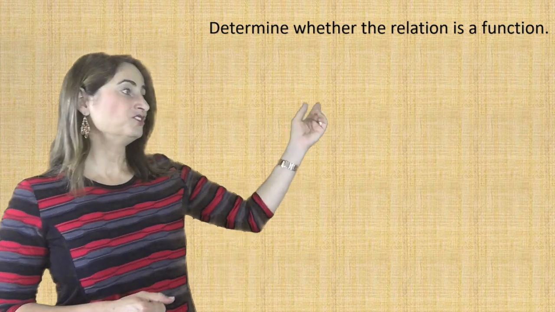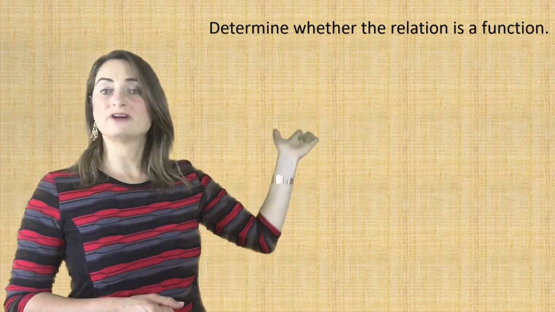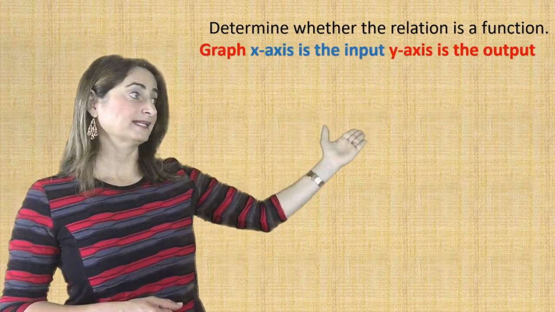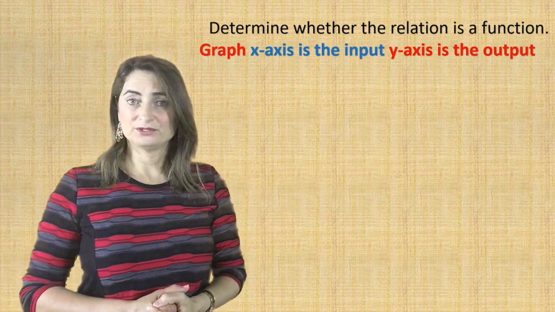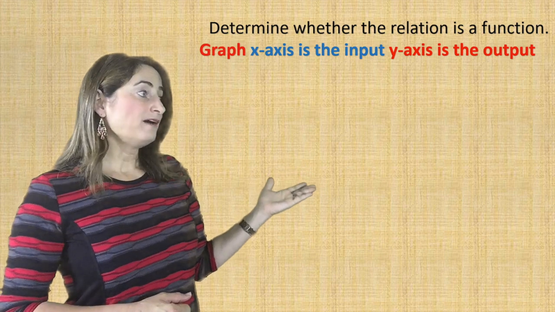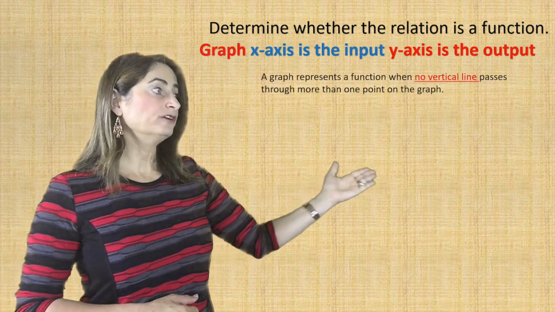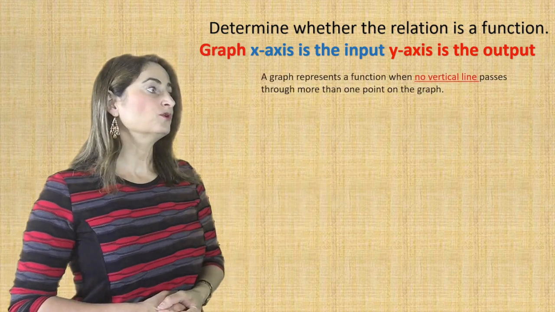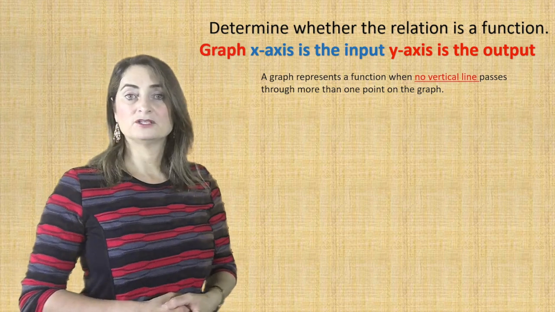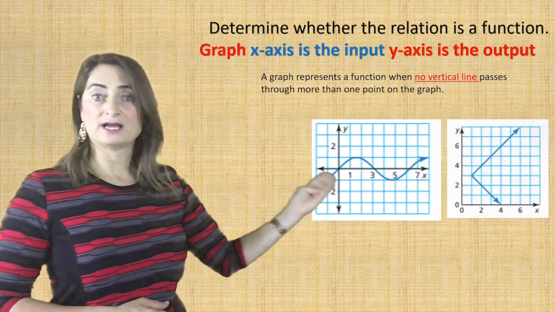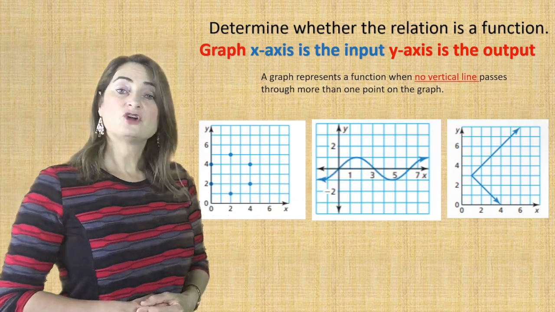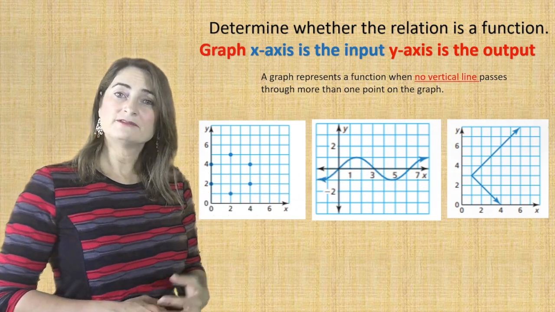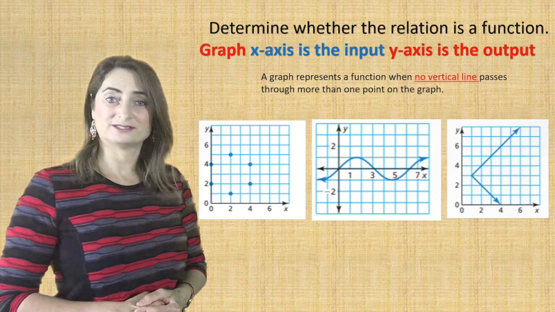Again, let's determine whether a relation is a function from a graph. A graph has an x-axis, which is the input, and the y-axis, which is the output. A graph represents a function when no vertical line passes through more than one point on the graph. So here are 3 examples of a graph. Let's start with the far right and draw a vertical line and see if that line passes through 2 points.